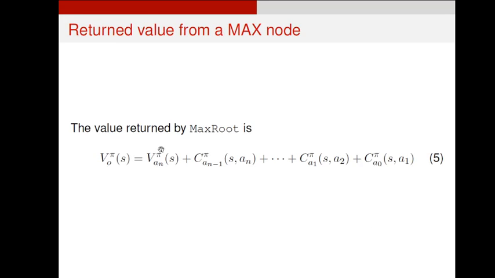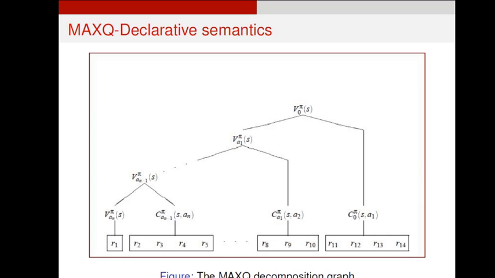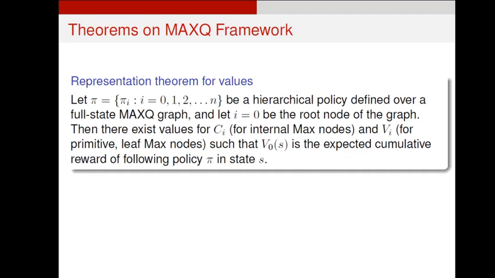Look into this, V^π_n of s plus C^π_{n-1} of s comma n, etc. This is called the max root value. In this way, we can calculate the highest hierarchical state value with the help of this max q operation. This is one of the simplest hierarchical reinforcement learning frameworks.